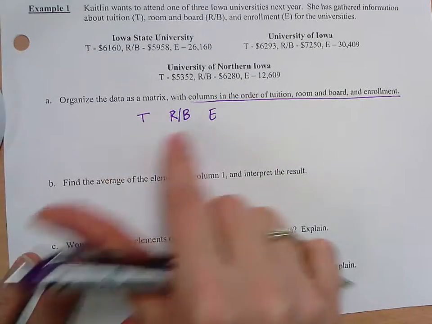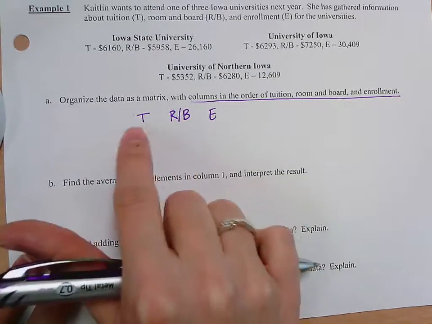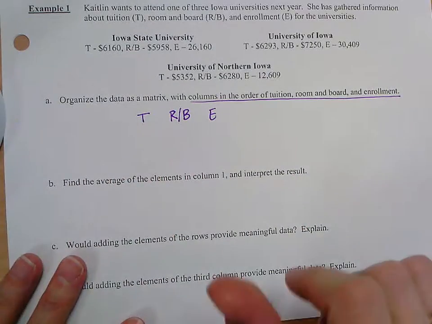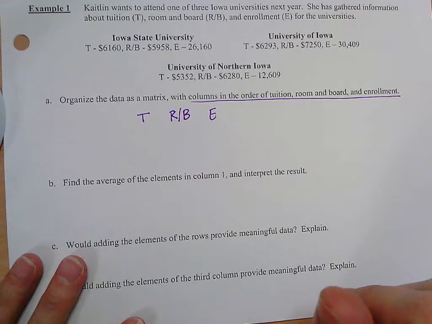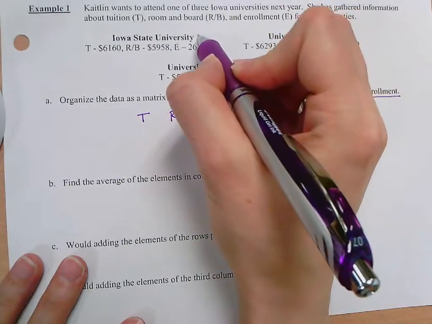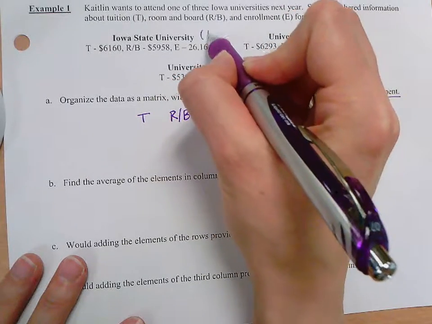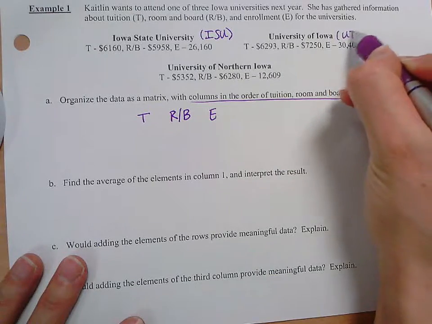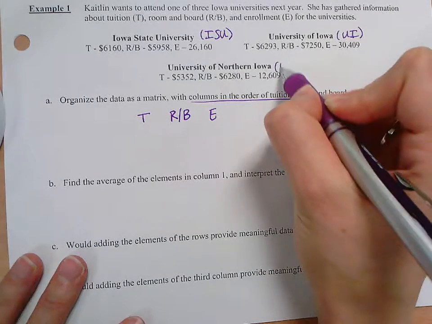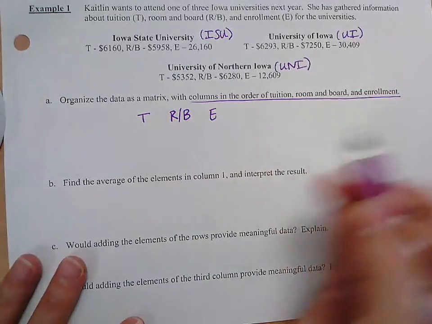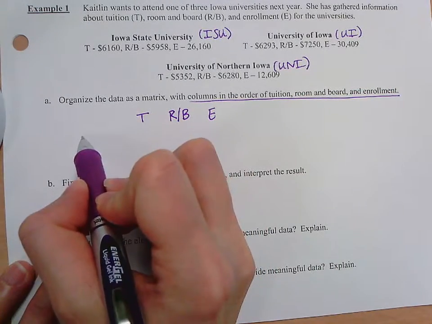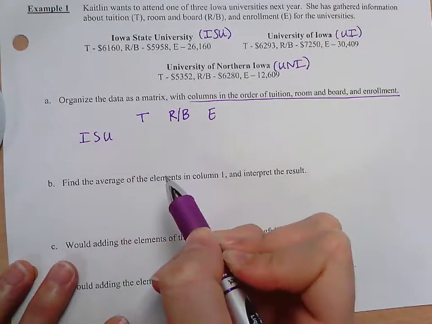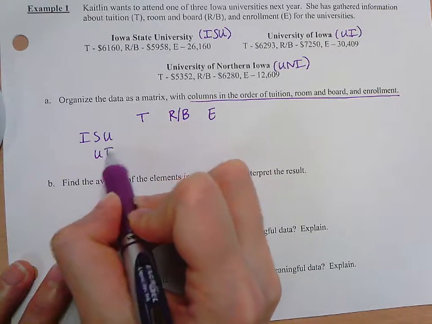So what are my 3 rows going to represent, or what are my rows going to represent? How could I label the rows, Jocelyn? The schools, yeah. So I'm going to abbreviate Iowa State. I'll just abbreviate this, like call this ISU, call this UI, and then UNI. Just so I have a label here.